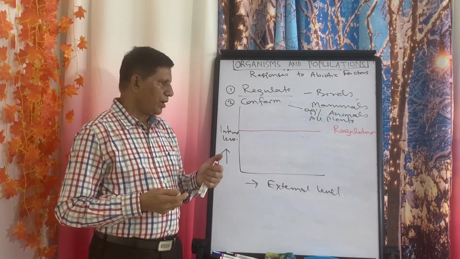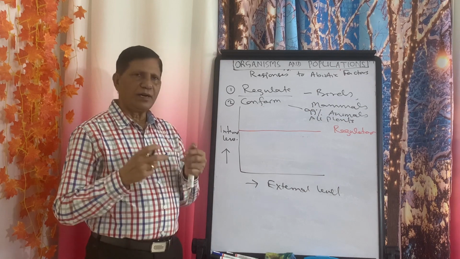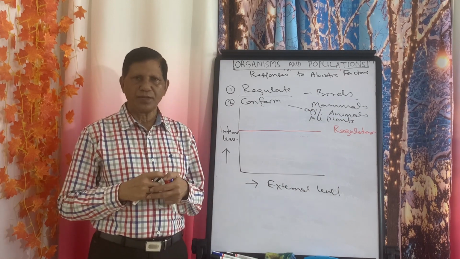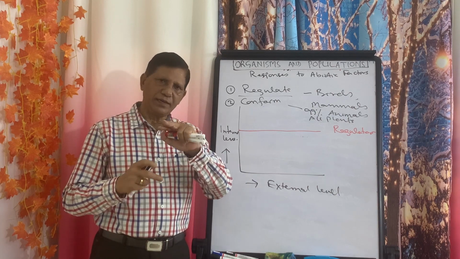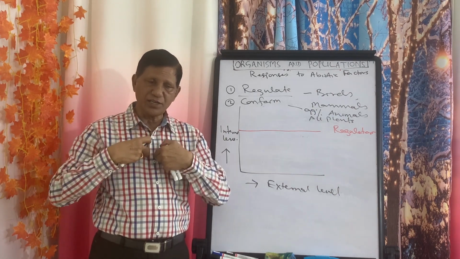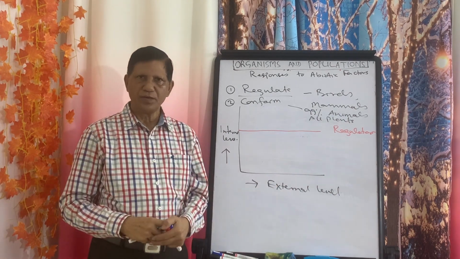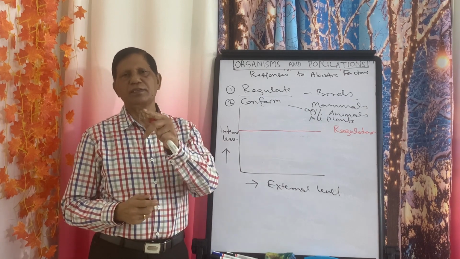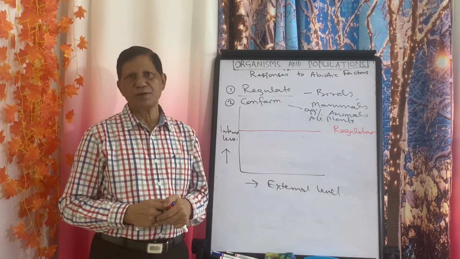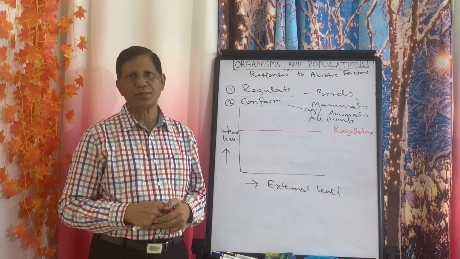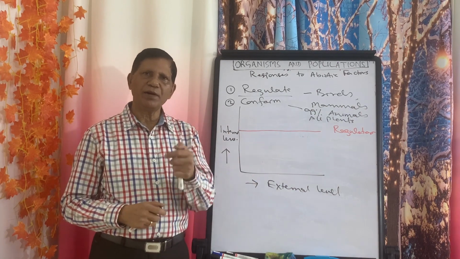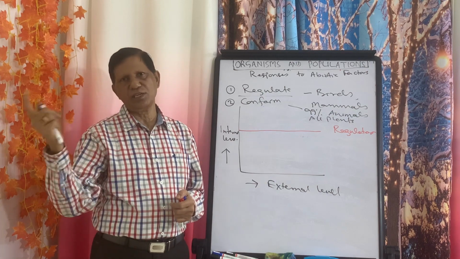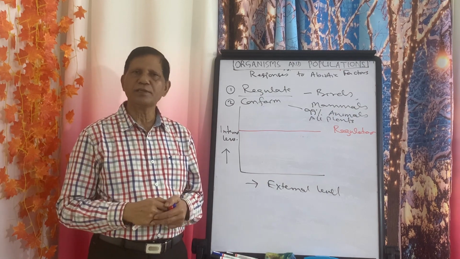Suppose we take one aquatic animal. What will be its internal condition? That depends on the external condition. You know, suppose there are freshwater fishes and there are marine fishes, and the salinity of the freshwater is only 5%, while in seawater it is 30 to 35%.